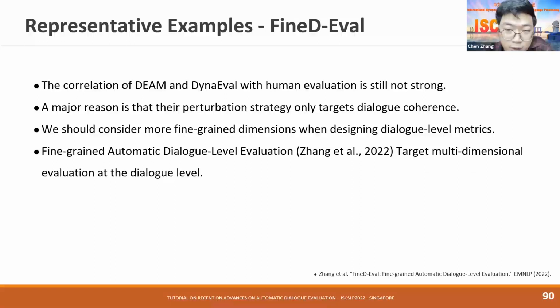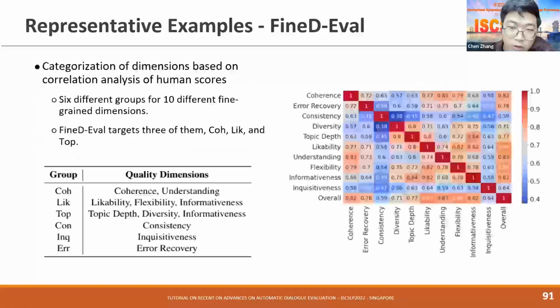So this paper, fine-grained automatic dialogue-level evaluation, targets such multi-dimensional evaluation at the dialogue level. Based on the FED dataset, we can see the categorization of dimensions: they introduce 11 fine-grained dimensions, but some dimensions are quite correlated, I mean, similar to some other dimensions, while some are quite different from each other. So we don't want 11 different fine-grained dimension metrics, one for each dimension. We want a metric for each group of them.